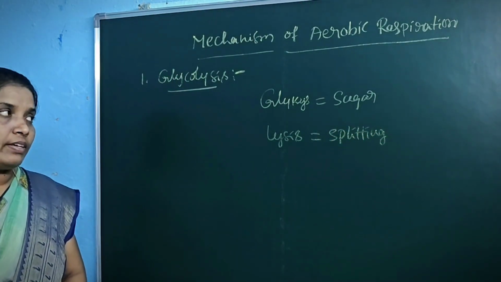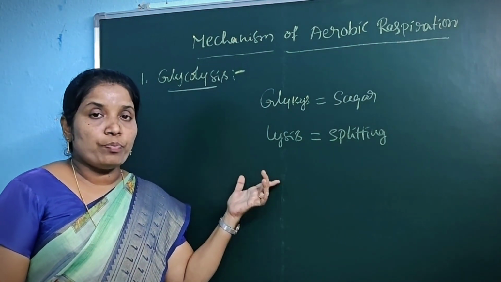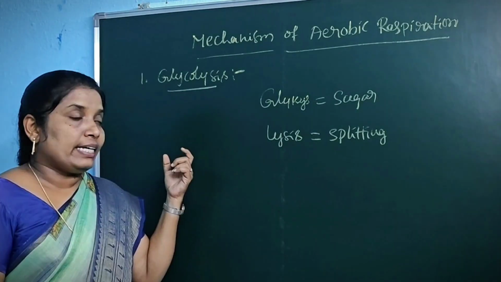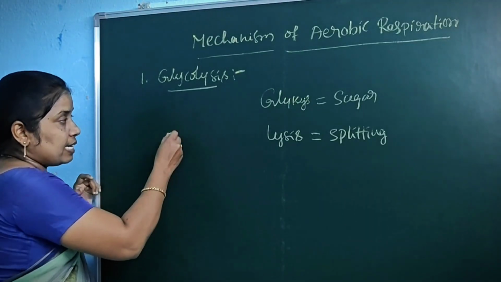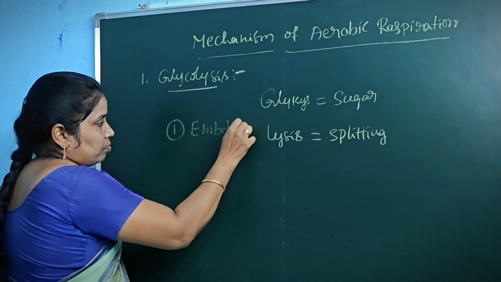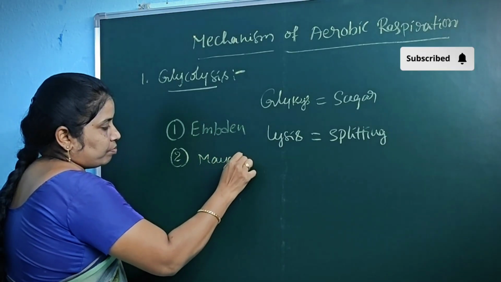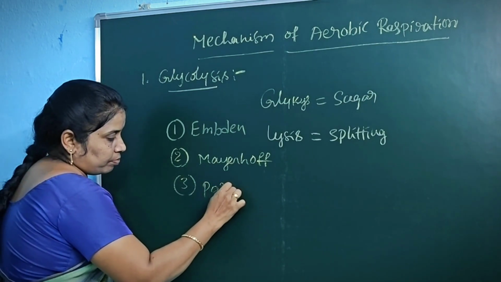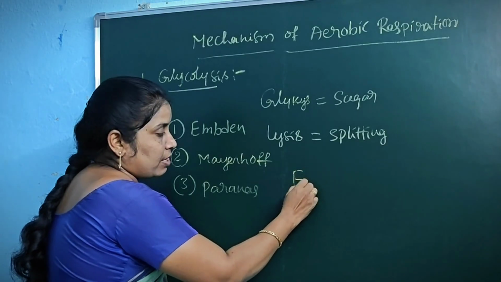So, glycolysis is nothing but splitting of sugar molecules. Here, one glucose breaks down into two pyruvic acids. It involves many steps. Those steps were identified by three German scientists: Embden, Meyerhoff and Parnas. That's why this pathway is also called the EMP pathway.